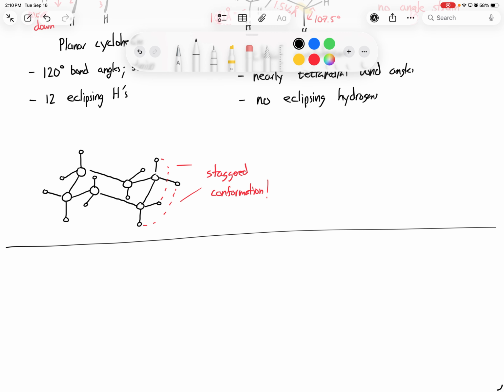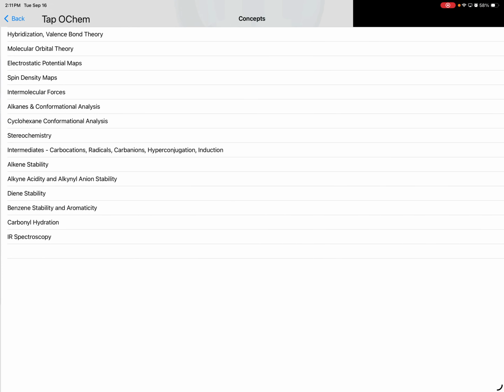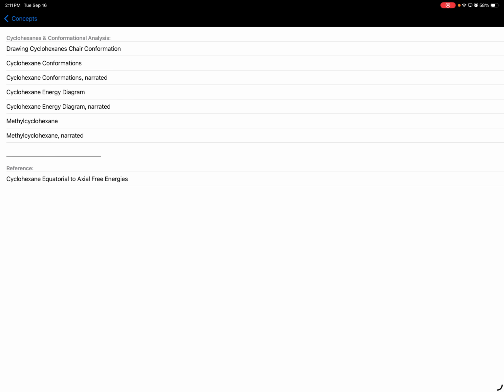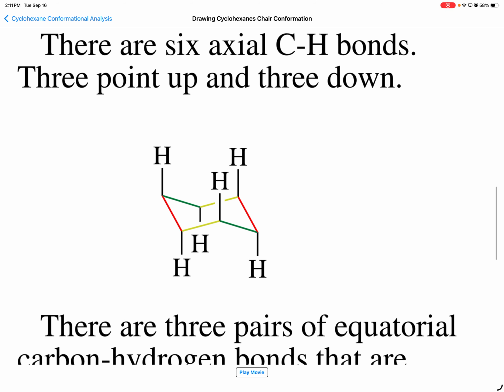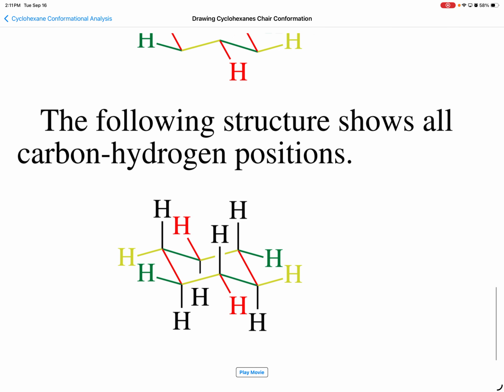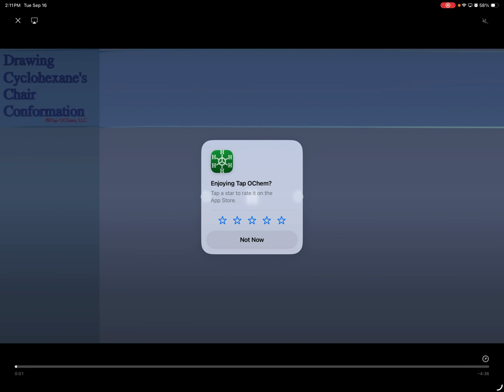All right, let's continue. So, before we continue, let's see how the chair conformation comes about. So let me just go back to our concepts here. Let's look at cyclohexane analysis here. All right, so let's see here. I think this one goes over how to draw them. So if you're having trouble drawing them.